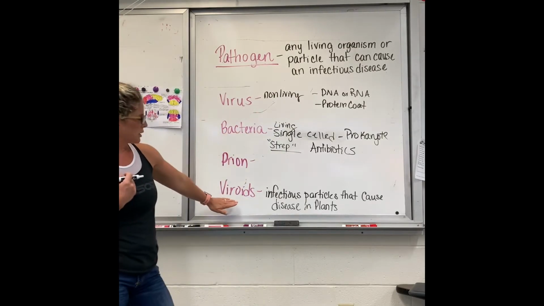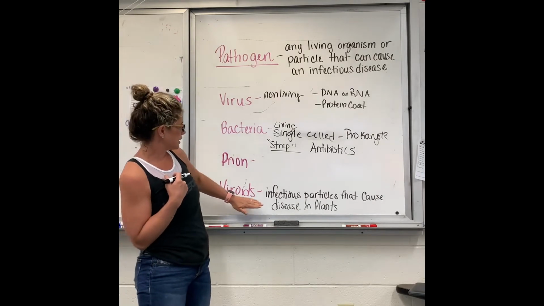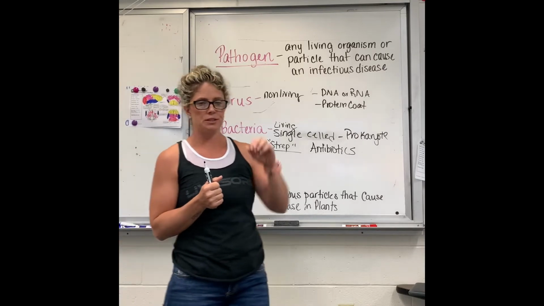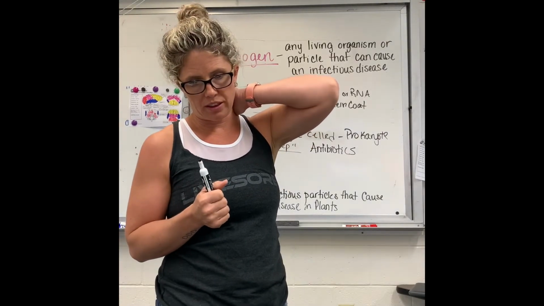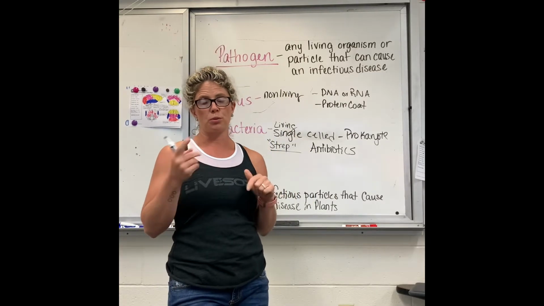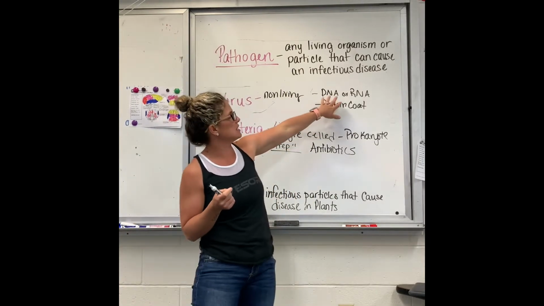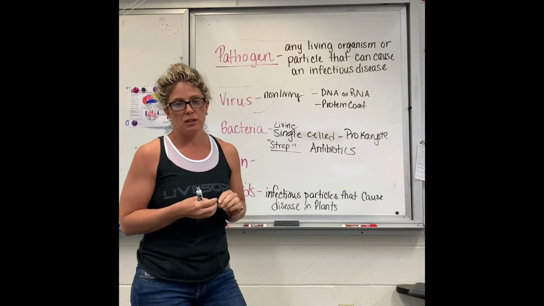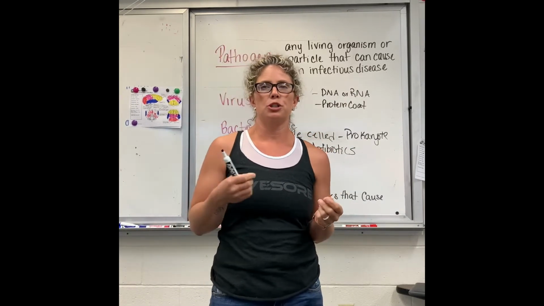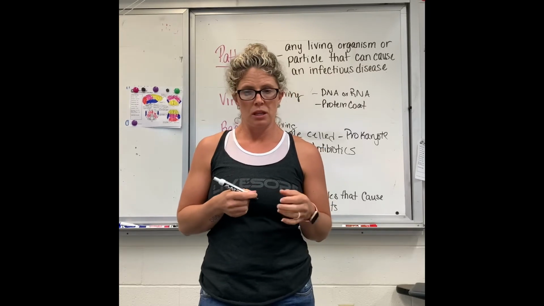Let's talk about this word right here. This is a viroid. A viroid is an infectious particle that causes disease in plants, not humans. It does say in your book that they too are single-strand RNA with a protein coat. And if you remember, this could be DNA or RNA. The only thing it affects would be your plants. So obviously it would have a huge impact on our agricultural system.